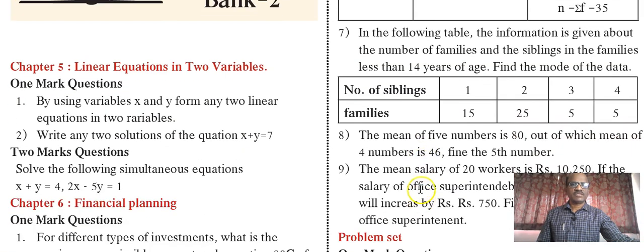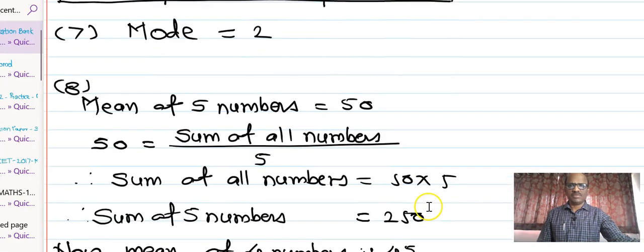Now, next question. Find the mean of the 5 numbers. The mean of the 5 numbers is 80, out of which the mean of 4 numbers is 46. Then find the 5th number. Again, this is a very simple question. The mean of the 5 numbers is 80 and of the 4 is given. Then we can find out the remaining number.